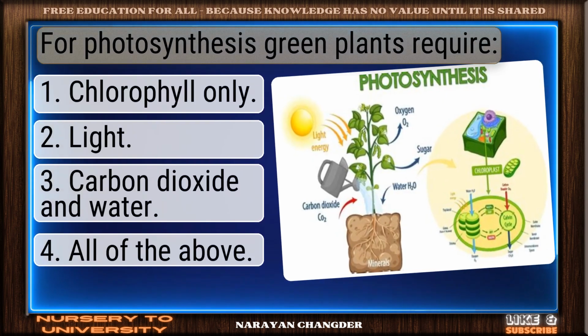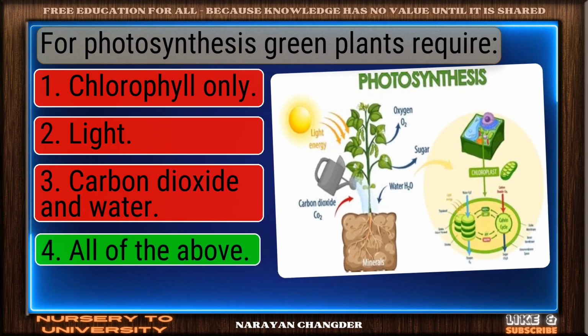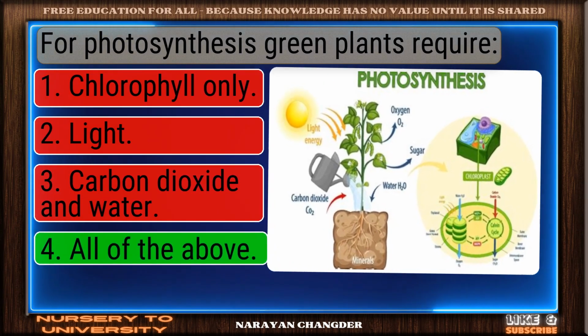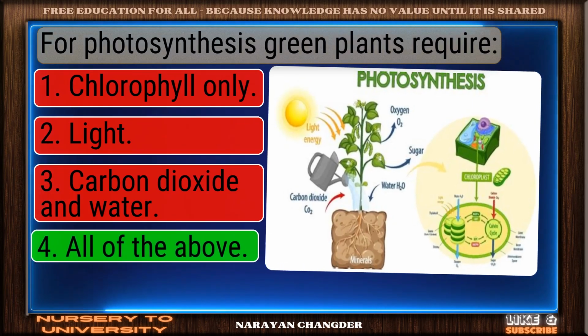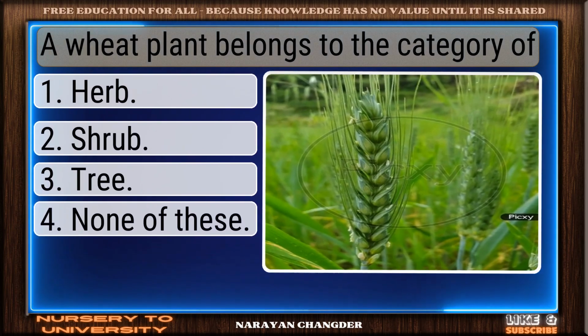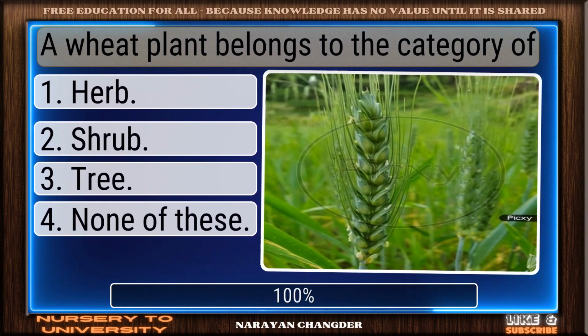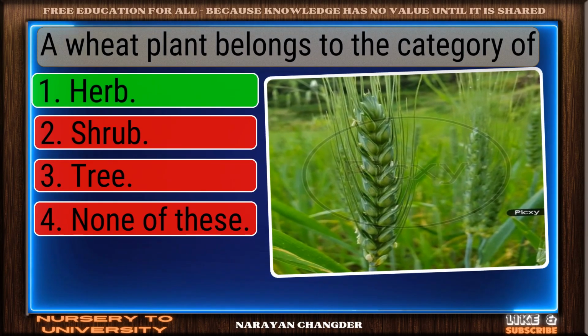For photosynthesis, green plants require. Nice work. You chose all of the above, and it is correct. A wheat plant belongs to the category of. Great job. Herb is the accurate answer.